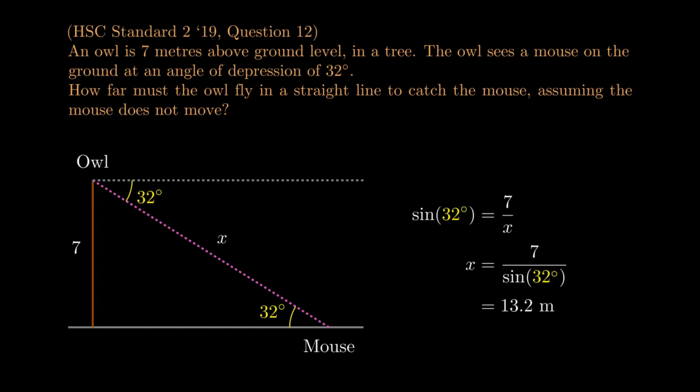And so that's what angles of elevation and depression are. They're angles measured up or down from horizontal. And once you've got a good picture of what that looks like, it's often just applying our trig tools to the right angled triangles that pop out.